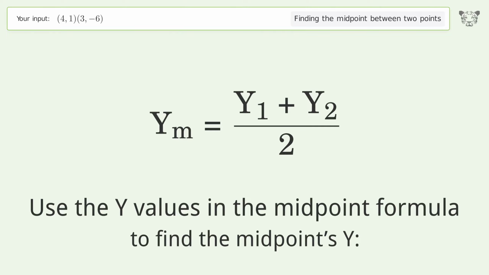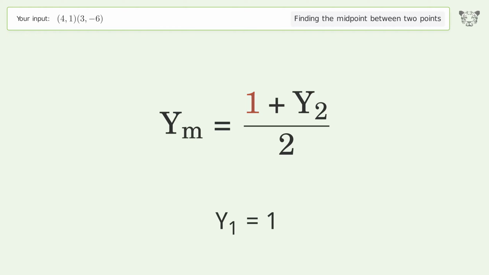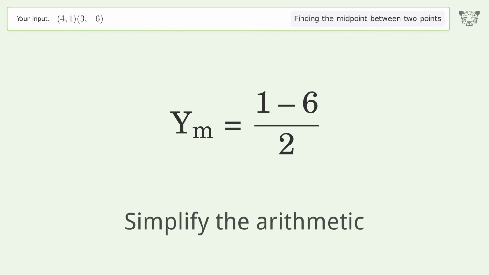Use the y values in the midpoint formula to find the midpoint's y. y1 equals 1. y2 equals negative 6. Simplify the arithmetic.